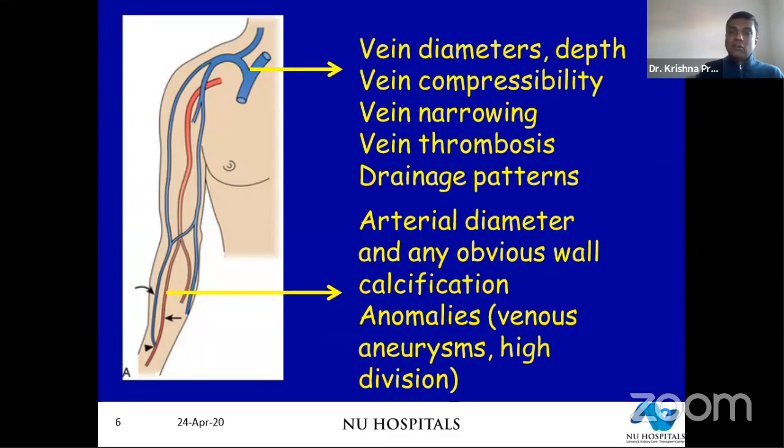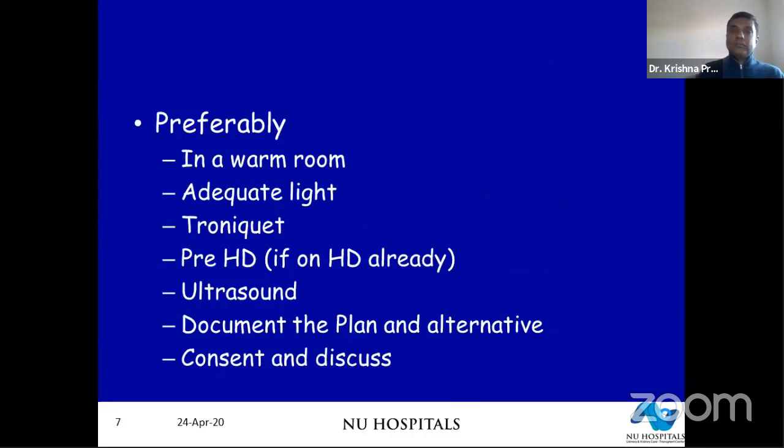Arterial diameters, obvious arterial sclerosis should be very easily discernible. And anomalies in terms of either aneurysms anywhere, high division of the artery is something which you should be able to easily pick up when you perform your own ultrasounds. When you do an ultrasound, you preferably want to do it in a warm room. You don't want a peripheral vasoconstriction. There must be adequate light.